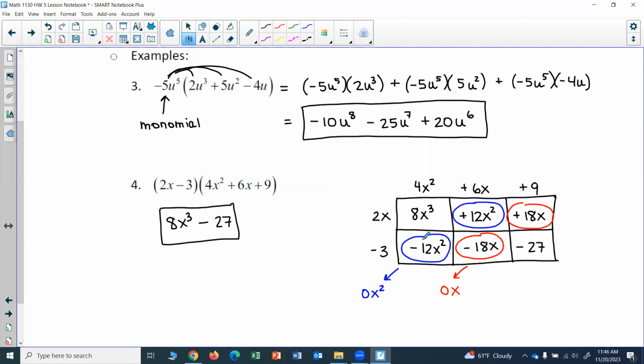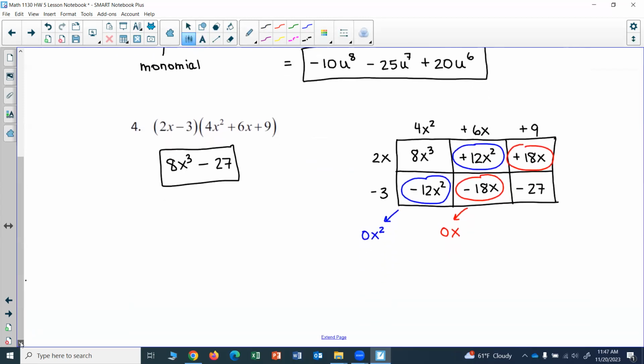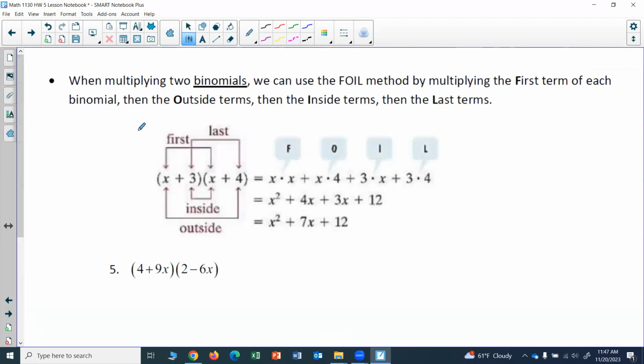Now, if these squared terms and x terms had not zeroed out, those would be included in the final answer. But in this particular example, they canceled out. All right, let's do an example where we have two binomials multiplied together.